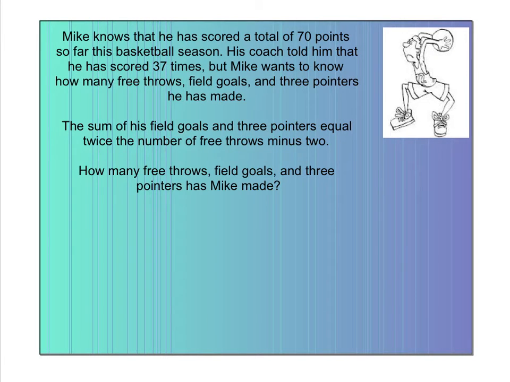All right, Mike knows he scored a total of 70 points so far this basketball season. His coach told him that he scored 37 times. Mike wants to know how many free throws, field goals, and three-pointers he has made. The sum of his field goals and three-pointers equals twice the number of free throws minus 2. How many free throws, field goals, and three-pointers has Mike made?